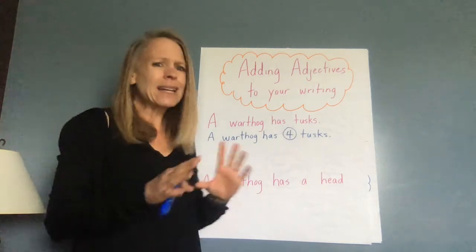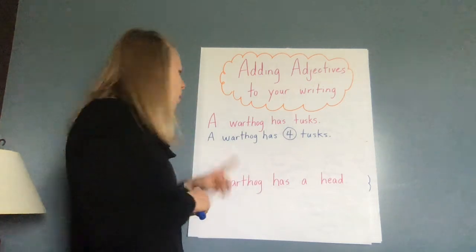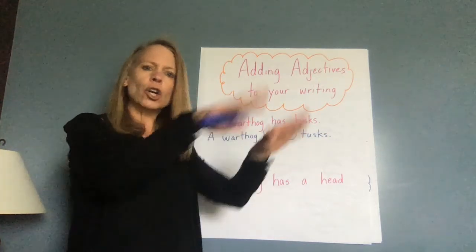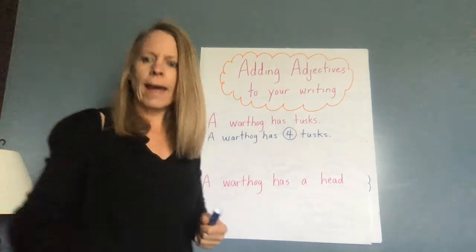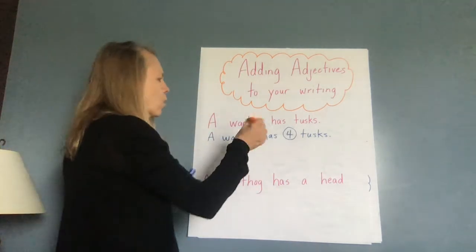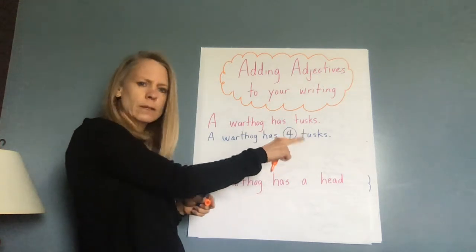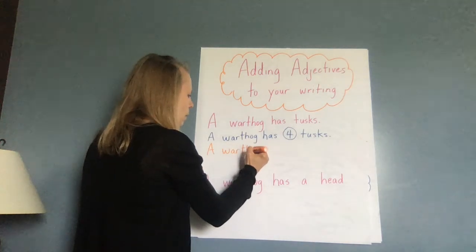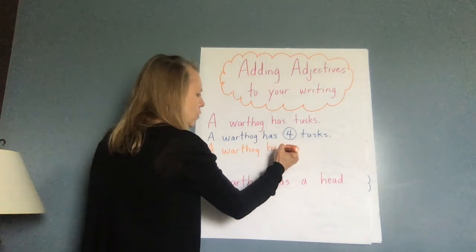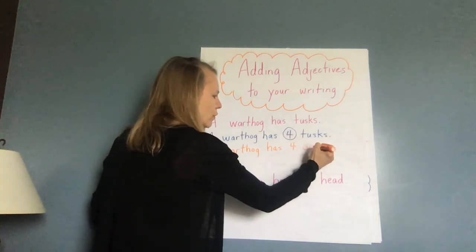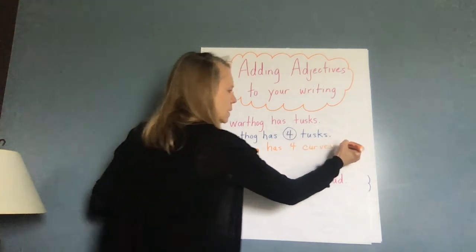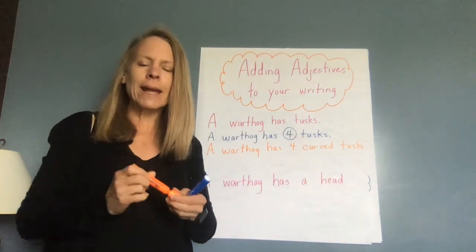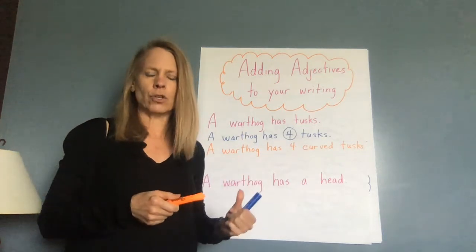Okay. Now I can even tell more. One of the things when I look at the tusks, I can see that they're curved. So I could add in my writing, a warthog has 4 curved tusks. And what that does is it paints an even better picture.